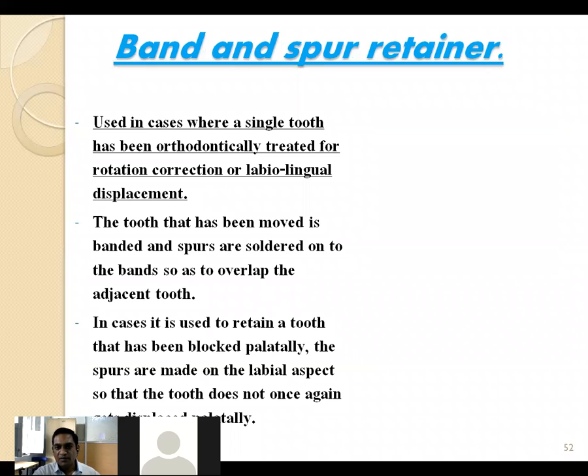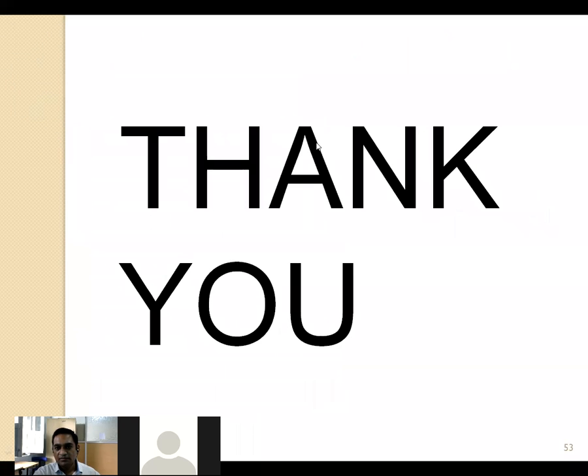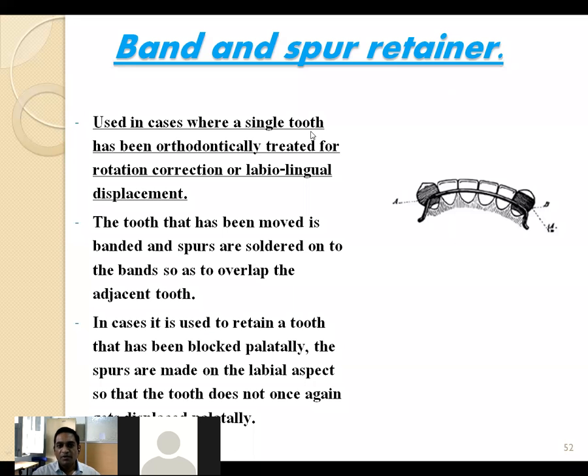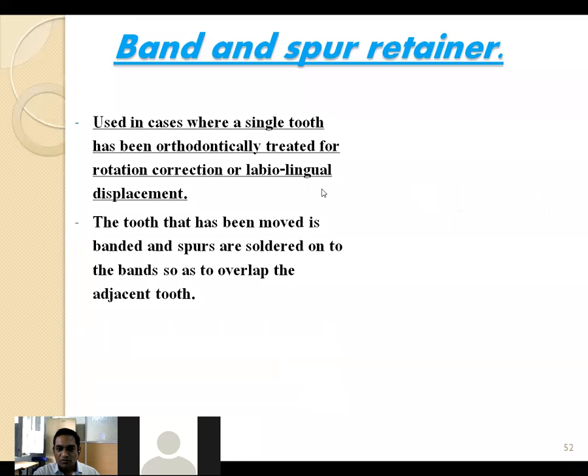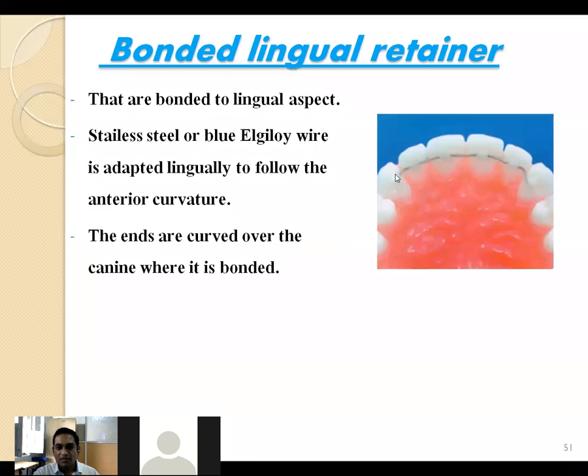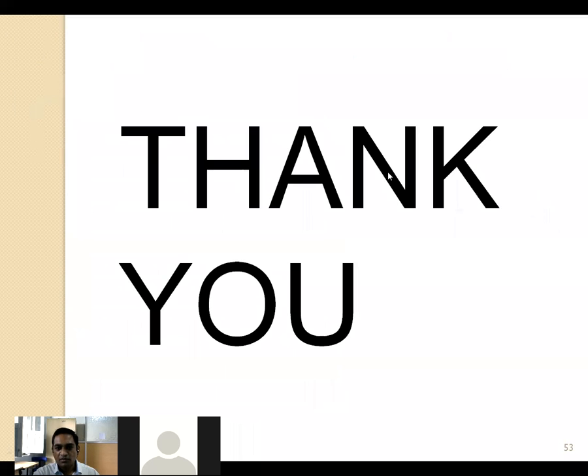Next one is the band and spur retainer. We need to band the canines on both sides, and the stainless steel wire will be welded on the canines on both sides, and it should be cemented. This is how the band and spur retainer looks like. And this completes the different types of retainers, removable and fixed. The retainer has to be selected depending upon the type of the case, the type of the malocclusion.